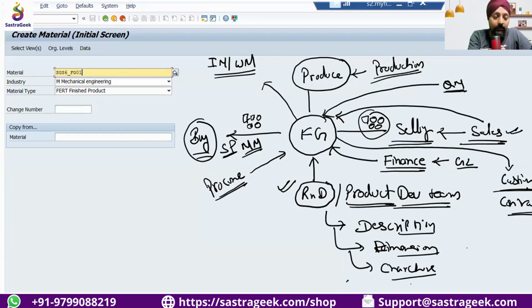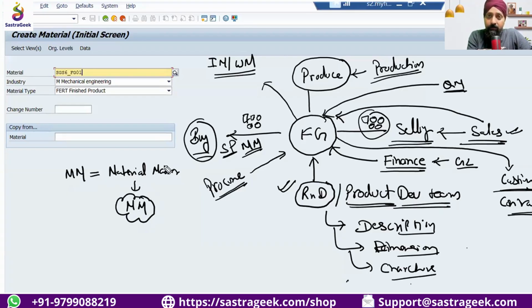Many people say that the material master is the major responsibility of the MM module. Why MM? Because materials management, material master, similar, right? So give it to MM, it's their responsibility. That is the way it has been used, okay? And that is the way, because there would be some common things.